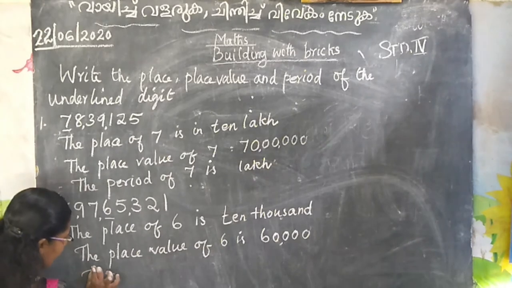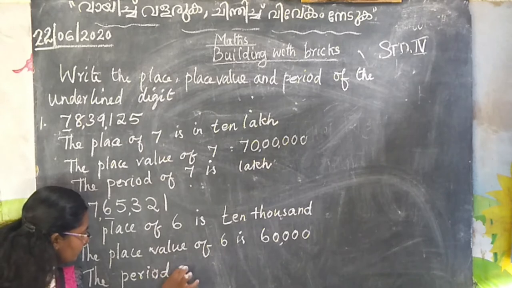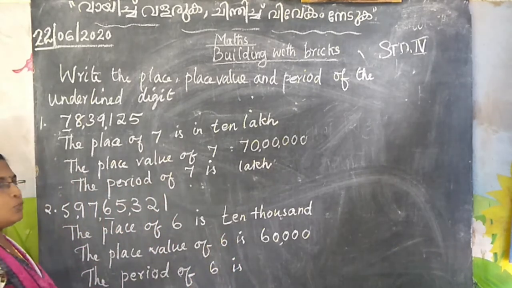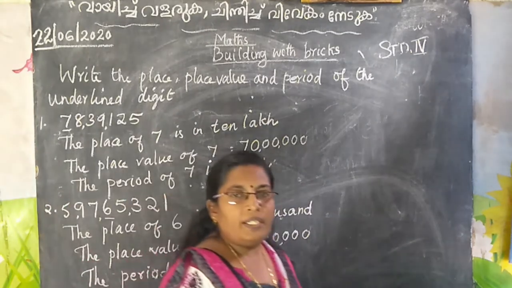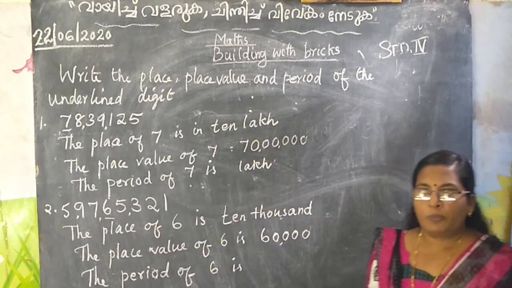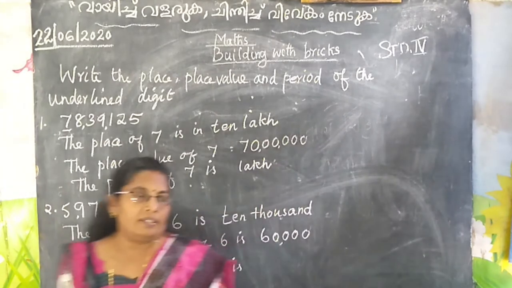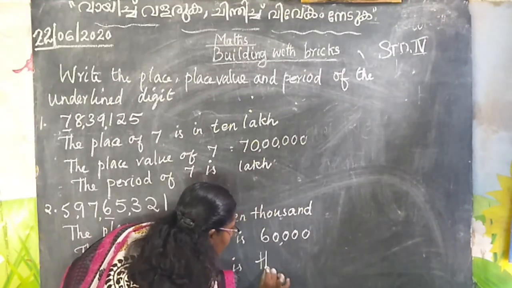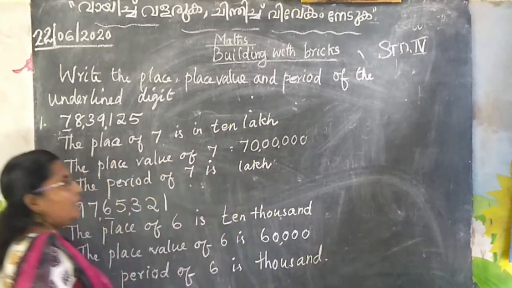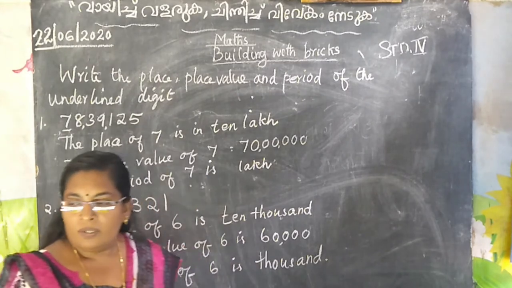Next is the period. 6 is in which period? 10,000 comes under which period? Can you say thousand period? 10,000 comes under the thousand period. Understand this one? Can you do some problems? Okay, you can.